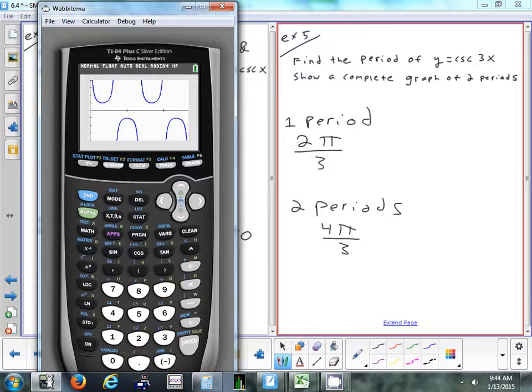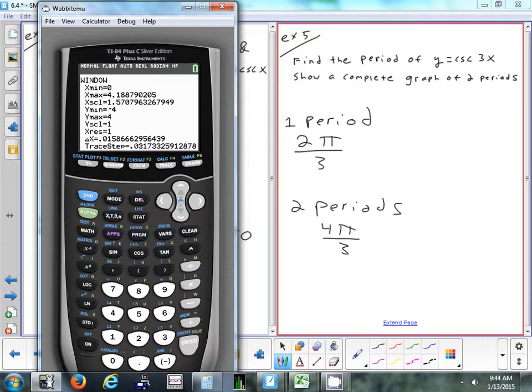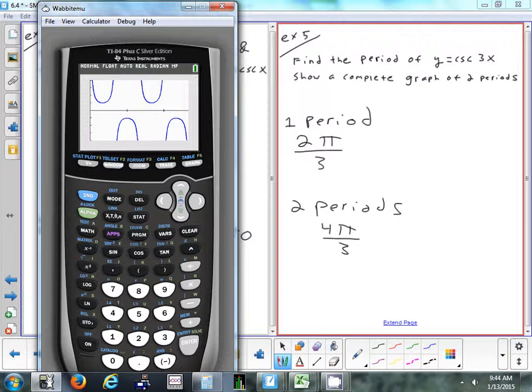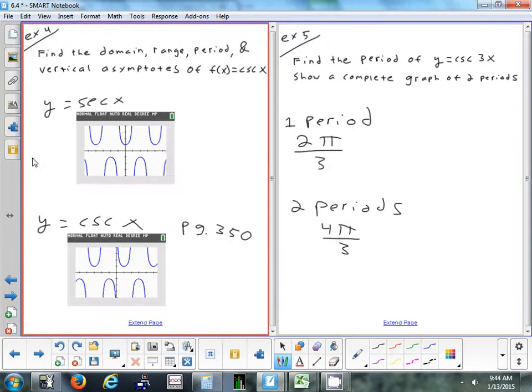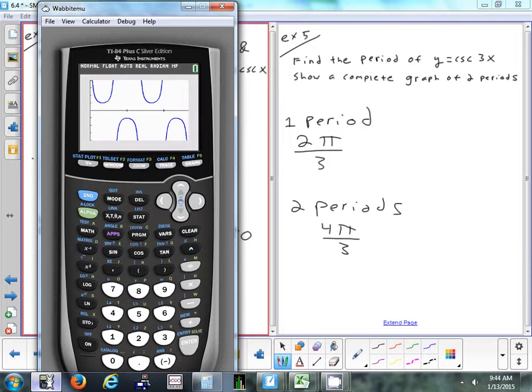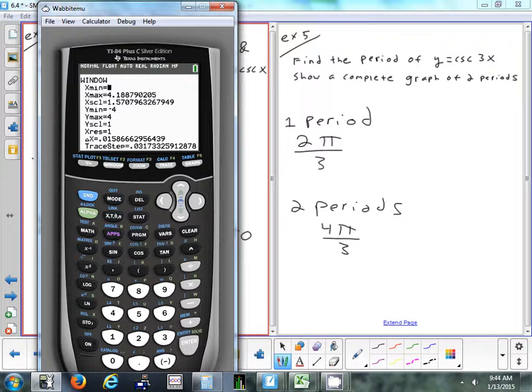And there's more than one answer to that. You could show me these 2 periods. You could show me the previous 2. Okay, but I generally start with 0, and I show the first 2 complete positive periods. Usually. Okay, but that can vary. And that's it. Any question on example 5? So your x min and max, in case you need them, was 0 to 4 pi over 3.